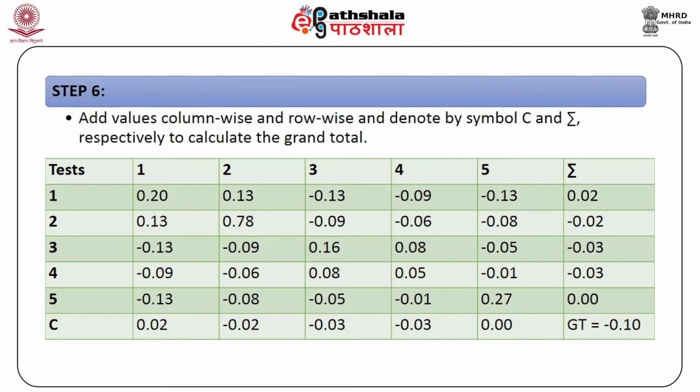Something that we have done before in the initial steps with the original matrix. So what we have is now the sum of all the columns and sum of the rows along with the grand total, which is 0.10. The seventh step is reflection.